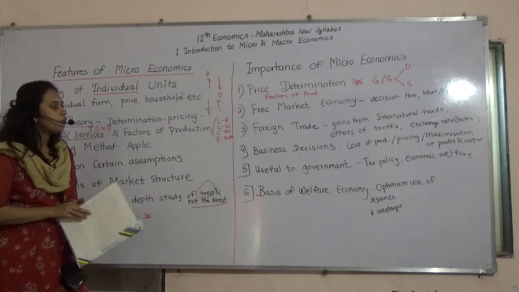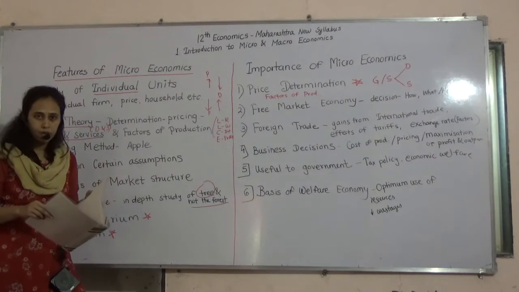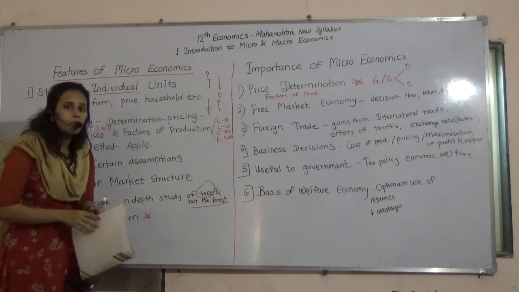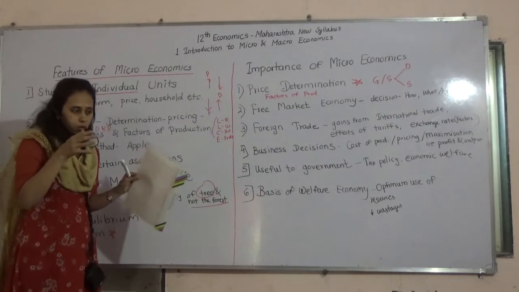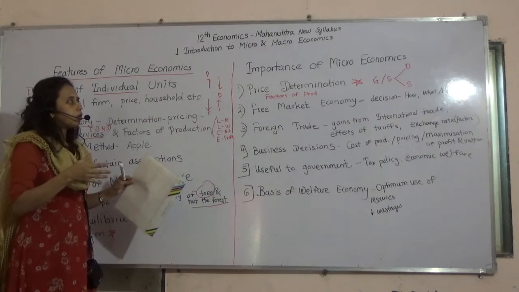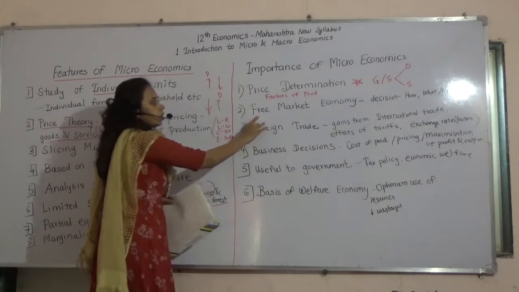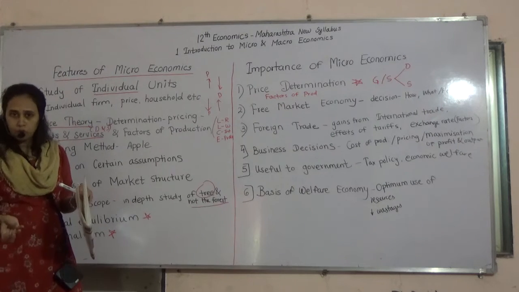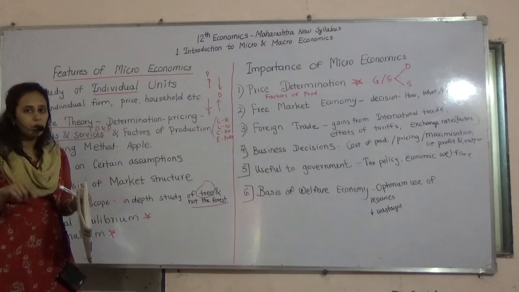Now the next point is free market economy. In free market economy, we have already used the term laissez-faire policy. What is laissez-faire policy? It's free from government intervention. What is government intervention? Government interacts, or takes the initiative, or we have to work under the government. When it is free from government, then we call it a free market economy. Here, all decisions about production, what to produce, how to produce, how much to produce, are taken by the producer.